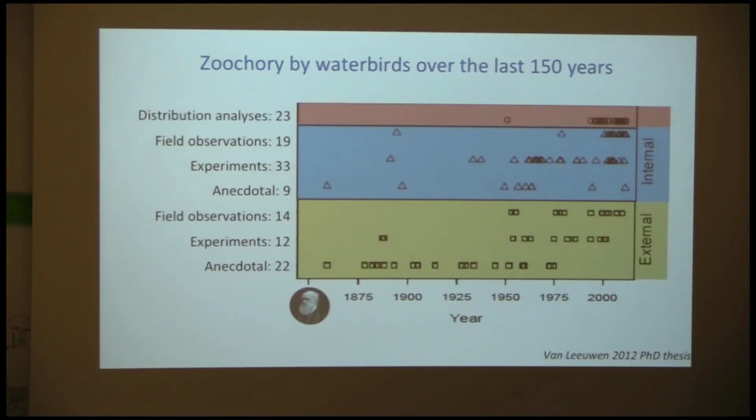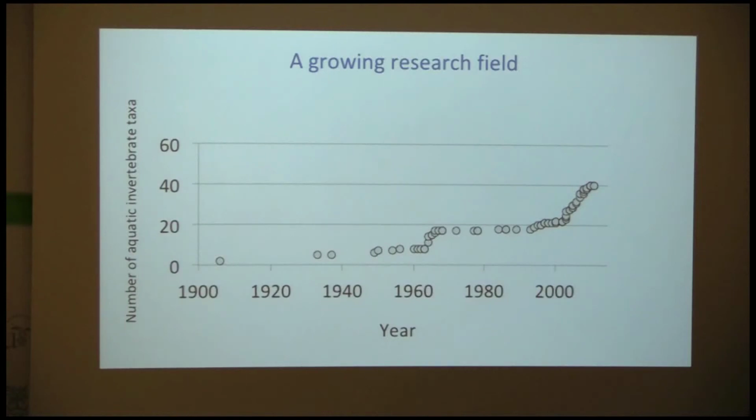And then more recently also distribution analyses, trying to find relationships between the distribution of plants, for instance, and the movement of animals. And this includes modern work with GPS tracking of birds, and also genetic studies to see relationships between movement of animals and the stuff they might be dispersing. And this is a rapidly growing field. If you just look at the number of aquatic invertebrate taxa that we know of that are dispersed, over the development over the years, you can see that the more studies we do, the more we realize that many invertebrates can be dispersed, and this is already quite outdated data, I guess, because we know a lot more these days.